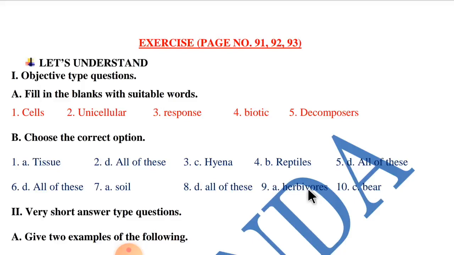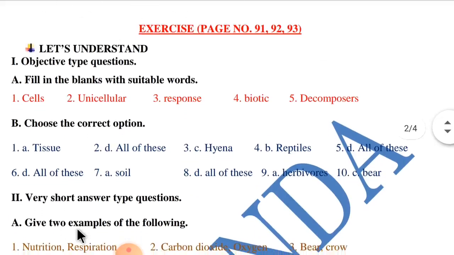Then the next is, which of the following are called primary consumers? Herbivores are primary consumers, who eat only plants and plant products. Next is, which of these are warm-blooded animals? From this, the correct answer is C, bear. So these are the MCQs.